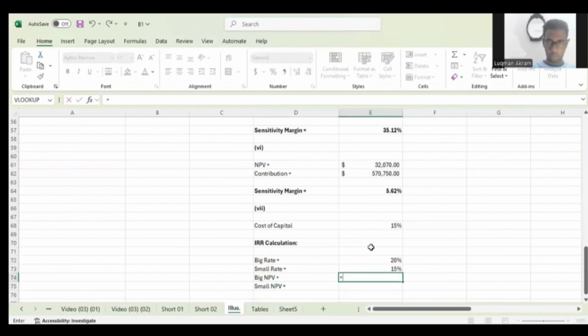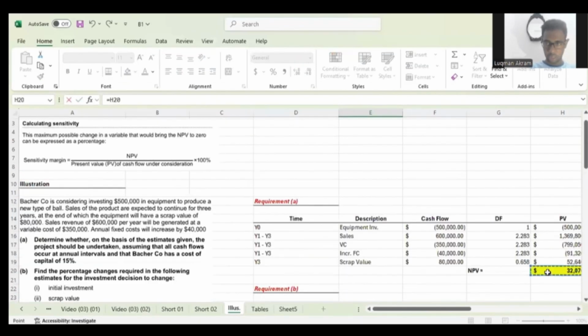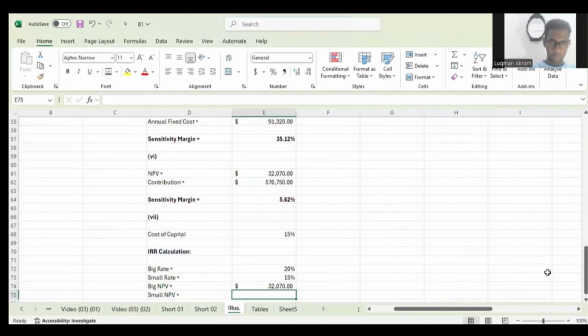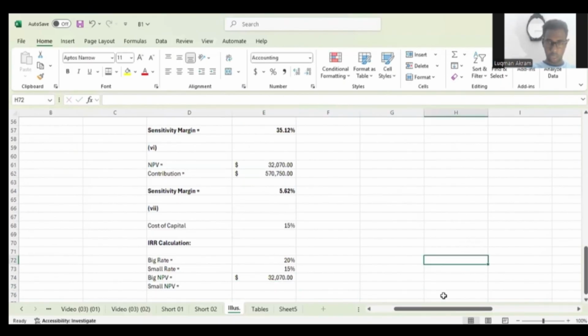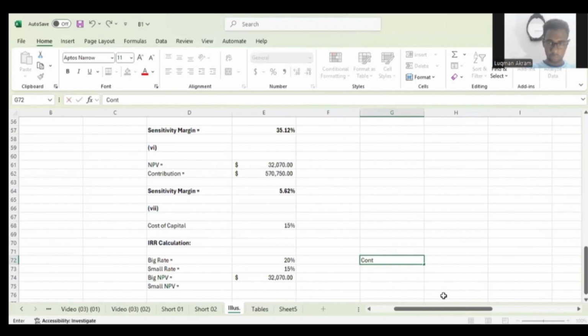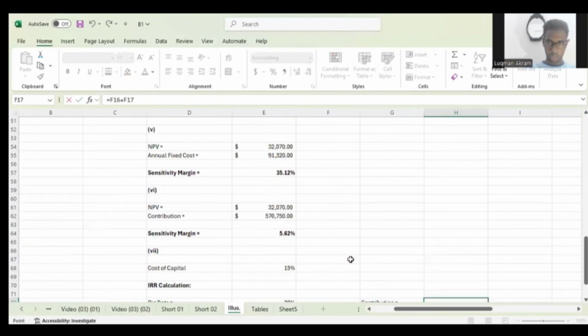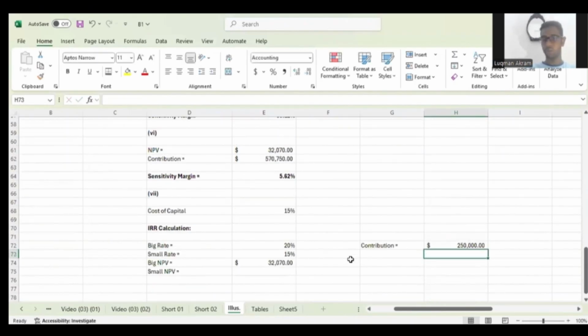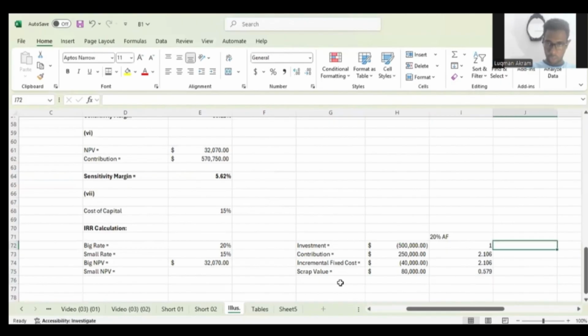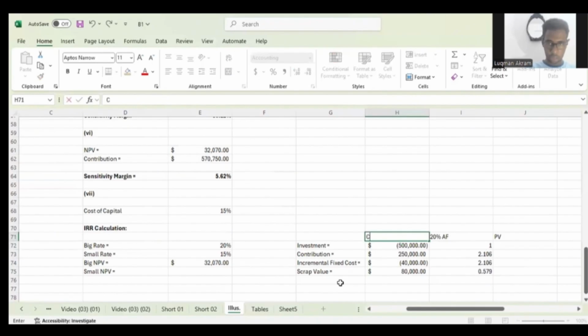The big NPV would be the 32,070 here. Small NPV would be the one we have to calculate based on the 20% figure here. So to make our life easier, we can directly take the contribution. Since we're going to make use of the annuity tables, the contribution here would be 600,000 plus the negative variable cost. 600 minus 350,000 would give you 250,000 contribution. Now we can calculate the present value for each of these.